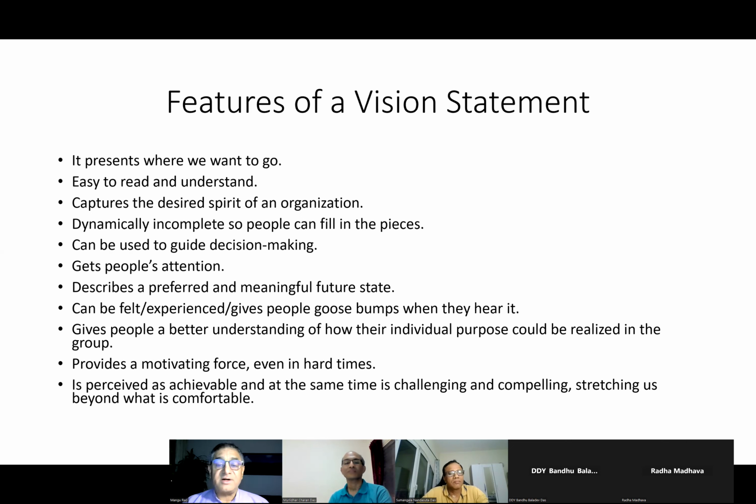So I'm trying to explain that same thing, Sumangal Prabhu's example. And it gives us a better understanding of the individual purpose. And it's a motivating force, right? This is what we wanted to see. This is what we wanted to complete. We want to accomplish. That's a motivating force, even at the times when we feel that we are falling, we are not able to achieve. So this is the vision.